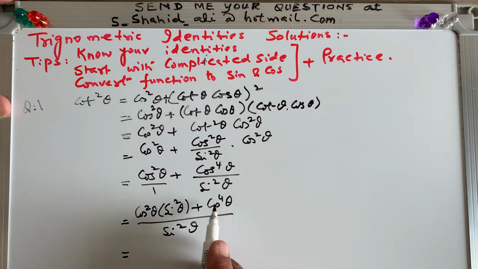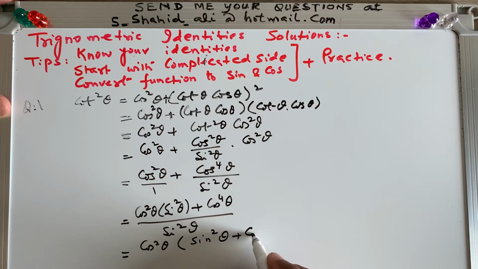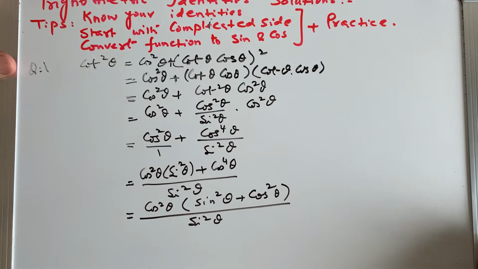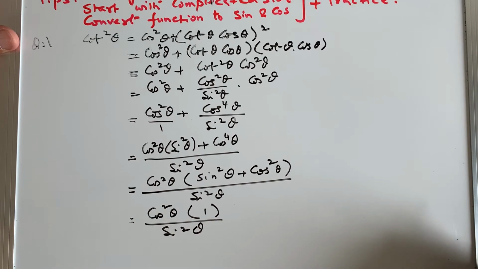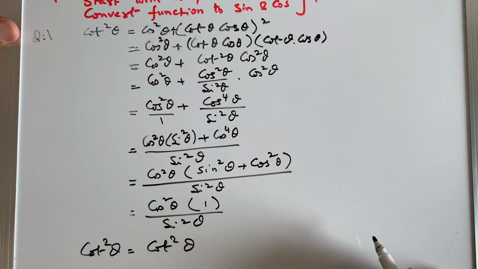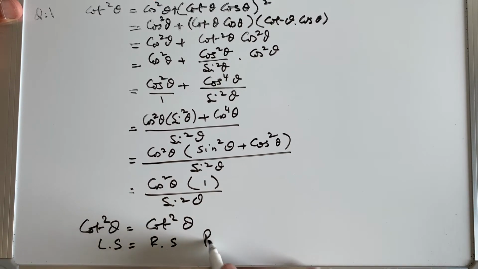Then you can say that cos square theta is common between the two. What I am left with inside the bracket is sine square theta plus cos square theta, because it was power 4. So I have cos square theta divided by sine square theta. Now we know the identity that sine square theta plus cos square theta is 1. So I can write cos square theta times 1 divided by sine square theta. And we know that cos theta over sine theta is cot theta. So I can say this is cot square theta, which is my cot square theta here. So that is proved that the left side is equal to the right side, and we say the identity has been proved.